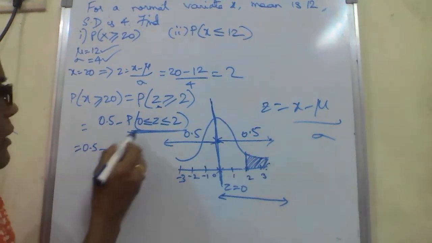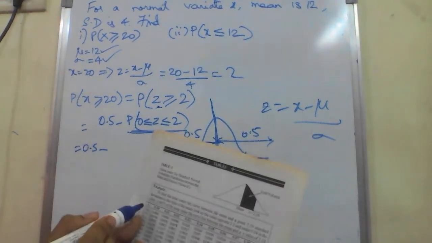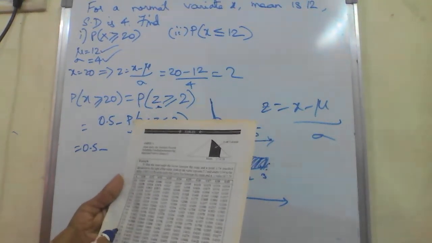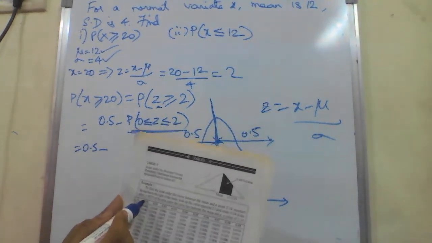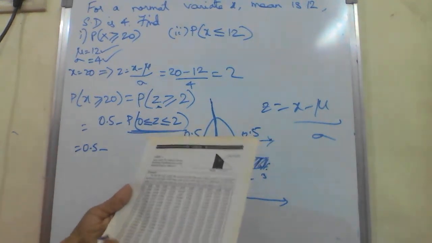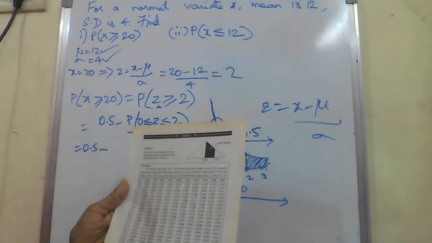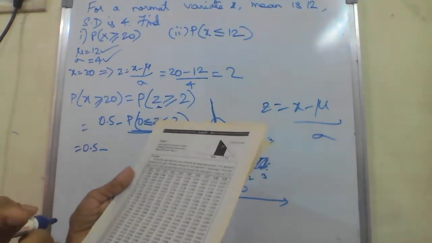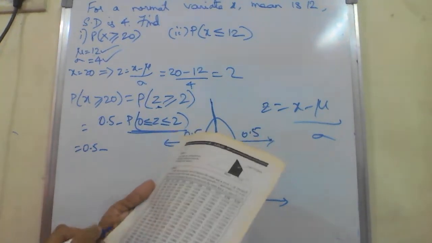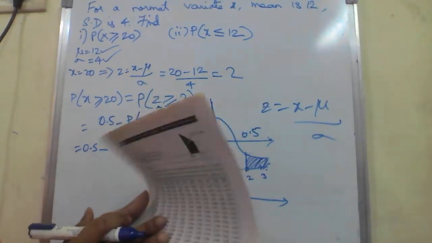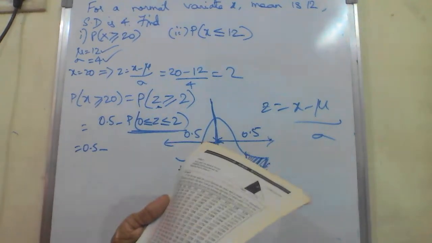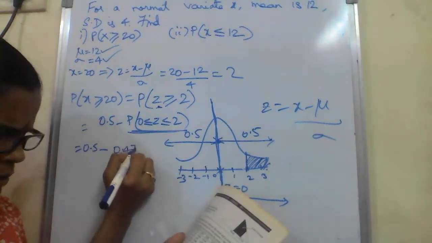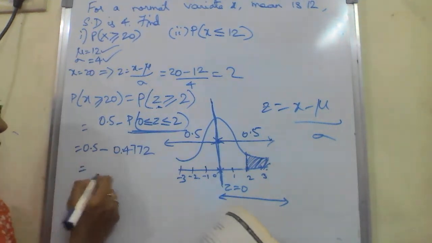So now I want the value from 0 to 2. Here under x you have to go to 2, and on the top it is 0. So 2.0, here the first value is 0.4772. You check from the table I have sent you in your group. So I have sent this table, you see the table clearly. So it is 0.4772, that is the probability value. Subtract this and get the value.